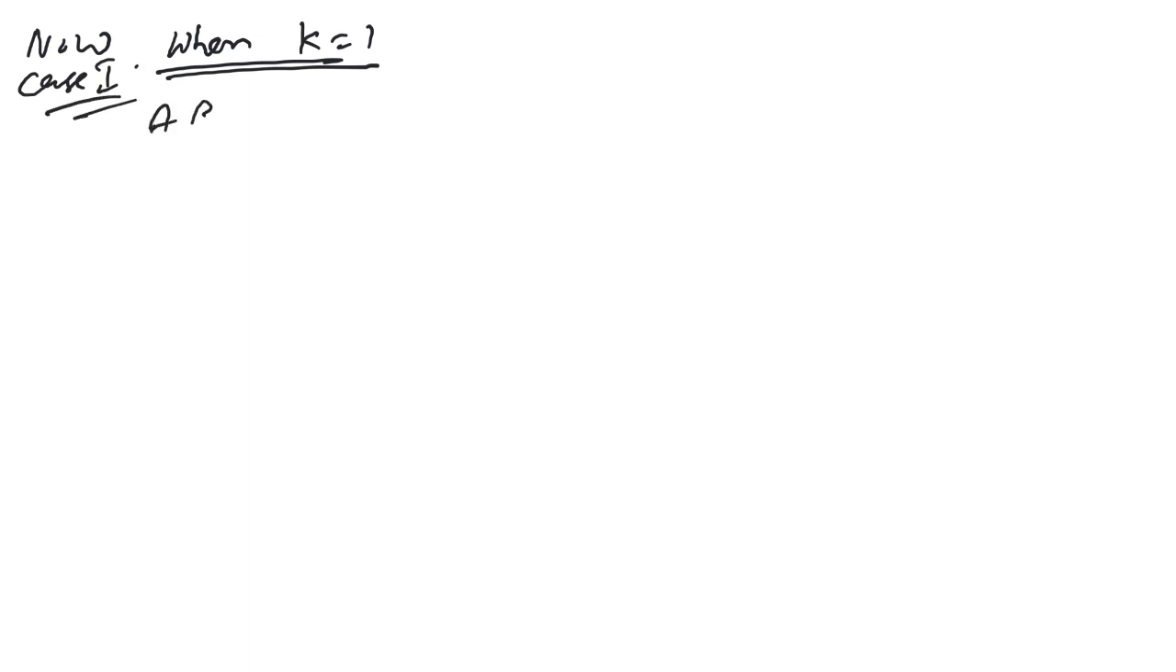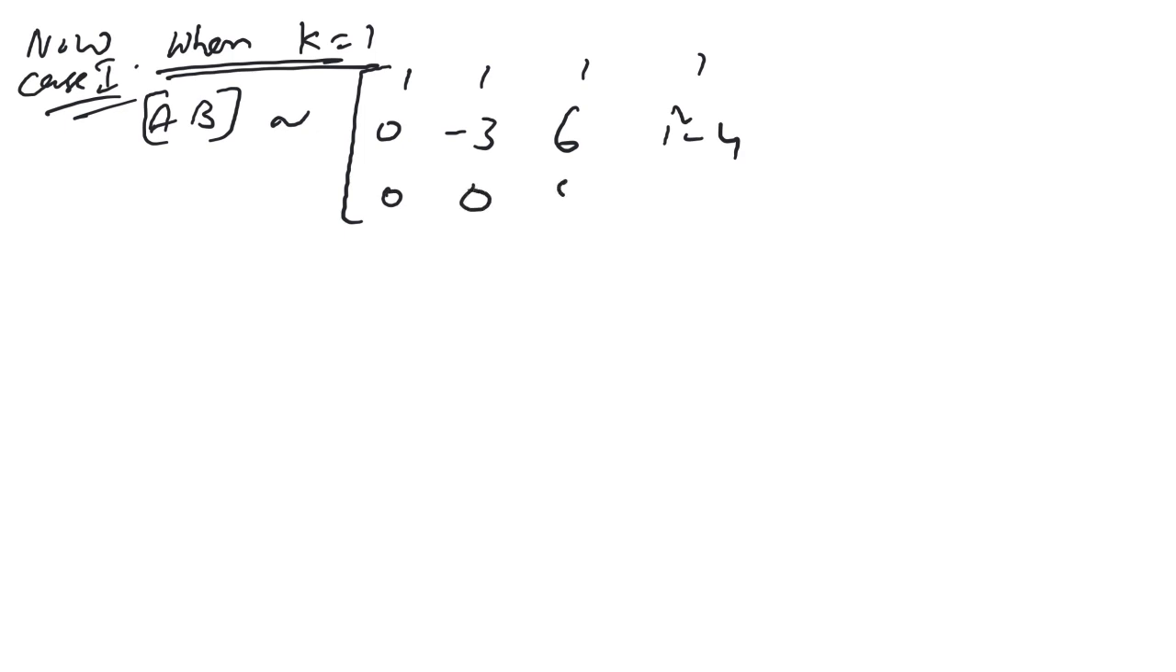Now, when k is equal to 1, what will happen? When k is equal to 1, our AB will be equivalent to the matrix 1 1 1 0 minus 3 6, k square minus 4 becomes 1 square minus 4, last row will be 0, then only this will be consistent, right?